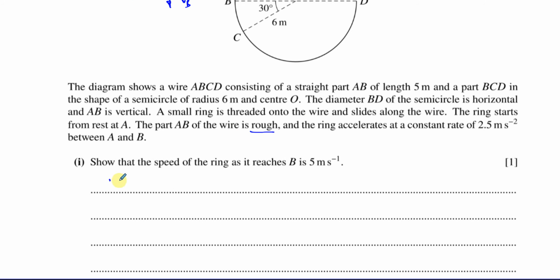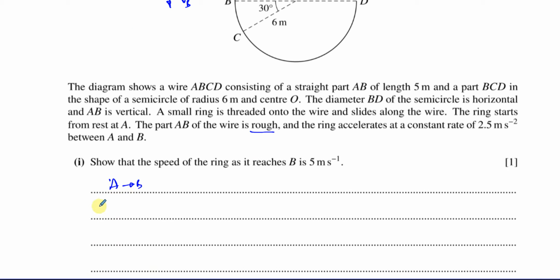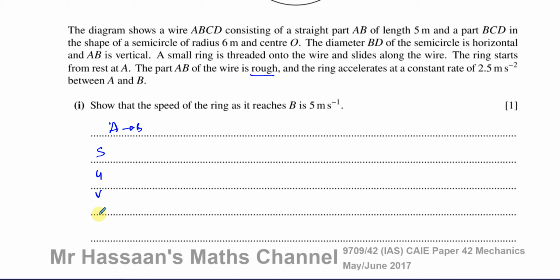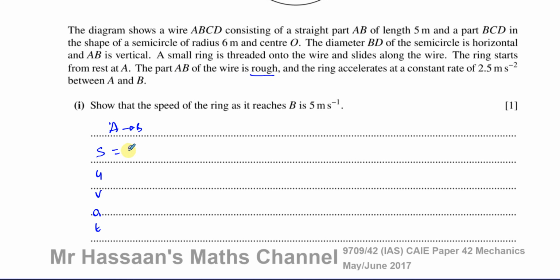So we're taking it from A to B. It's going vertically down from A to B. So let's write down what we know in terms of Suvat. S equals, as we know here, 5 meters. U was 0. V is the velocity at B, what we have to find. A is 2.5. And T we don't know. So we have S, U, V, and A.